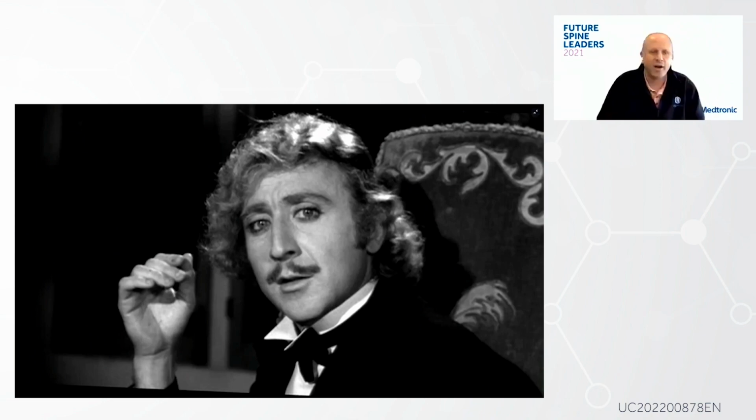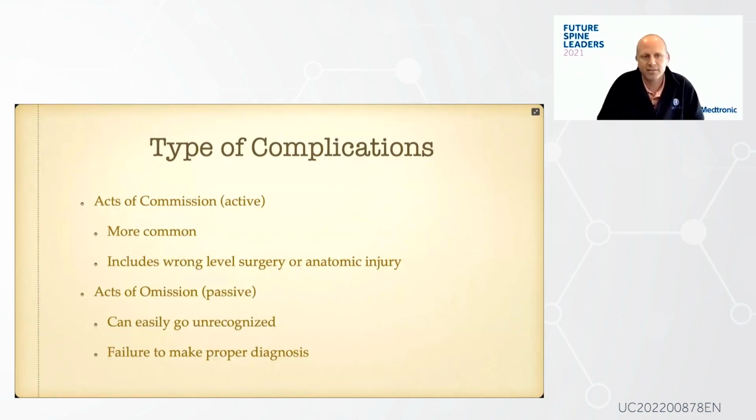So I've broken complications down into both active and passive. And I'm using these words a little bit loose and I apologize for that, but we have acts of commission, which are more common complications, and they include things like wrong level surgery or direct anatomic injury. And then we have passive complications or acts of omission. And these can easily go unrecognized. A patient can have a complication that's never realized by the physician or even the patient. And it would also include things like making the wrong diagnosis.